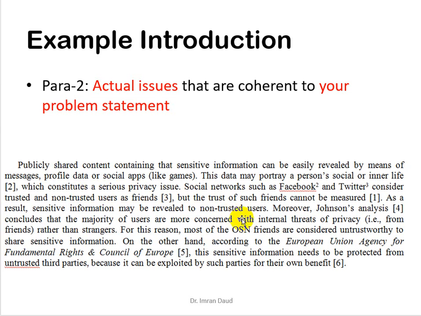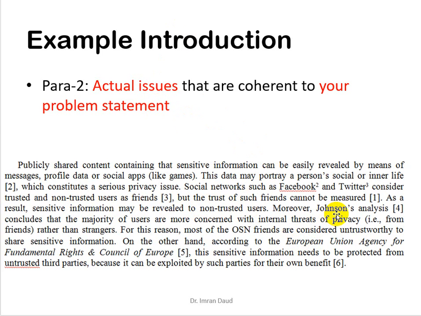But the trust of such users cannot be measured. That is the important thing. You cannot measure the trust of those people, who is more trusted and who is not, because if you're adding strangers, you cannot comment on their trustfulness. As a result, sensitive information may be revealed to non-trusted users. As you can see, you're highlighting the privacy issues in the area, so you're talking about the actual issues in your problem statement.